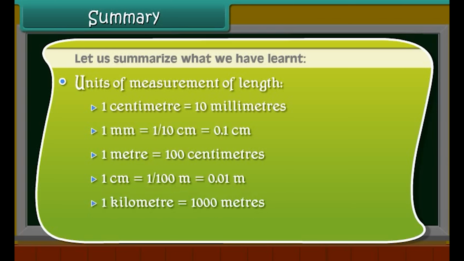1 kilometer is equal to 1000 meters. 1 meter is equal to 1 by 1000 kilometers. That is equal to 0.001 kilometer.